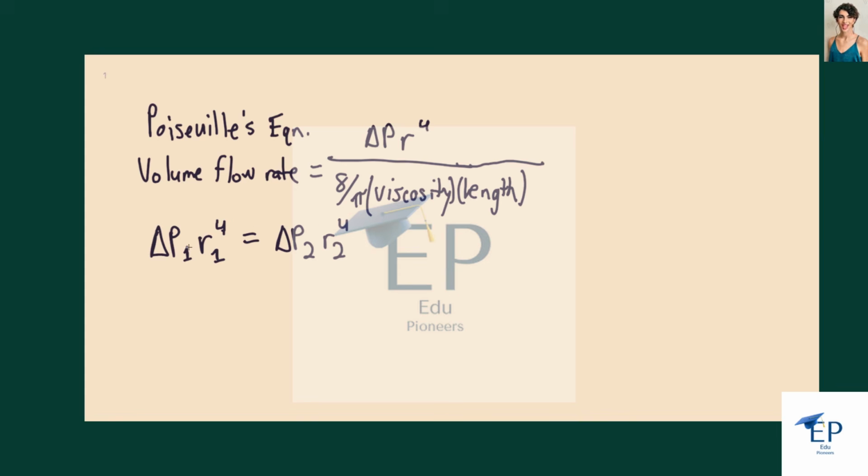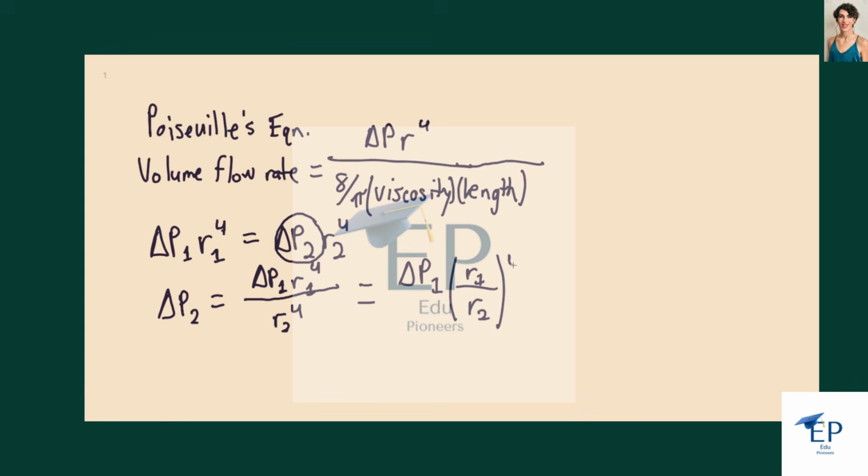We have a change in pressure of the first section. We simply need to isolate this variable right here. So we have delta P sub 2 equals delta P sub 1 times R sub 1 to the fourth over R sub 2 to the fourth. We can make it a bit simpler and say that the change in pressure in the first section times R sub 1 divided by R sub 2, all to the fourth power.